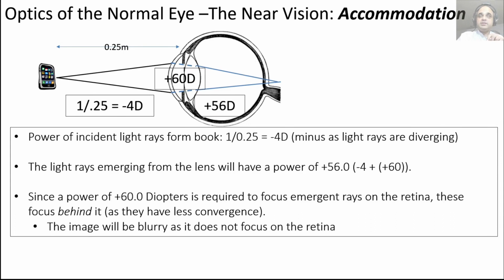And we don't have 60, we only have 56. So these light rays are going to converge less, because 56 is less than 60, and they focus behind the retina. And this image is going to be blurry. And that is where accommodation comes in, which makes this lens thicker so it can increase its power.